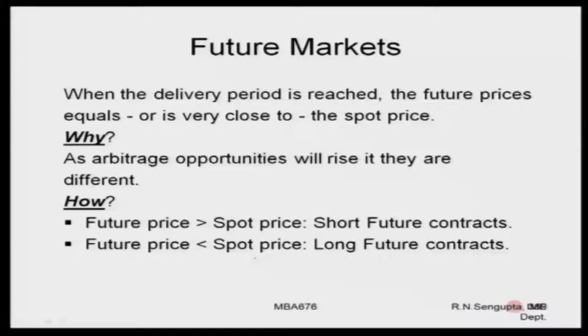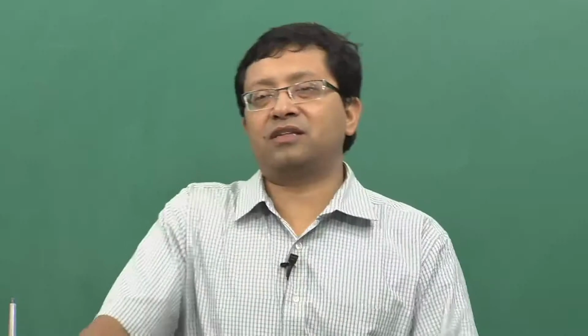Now, why, when the delivery period is reached, is the futures price equal or very close to the spot price? The question is why and how it happens, and if it does not happen, what is the problem. So, why does it happen? An arbitrage opportunity will arise if they are different, because if they are different, obviously people will play in one market and buy and sell in the other market. So, if the prices are increasing and I want to sell, or prices are decreasing and I want to buy, I would play in such a way that my overall profit is positive in the cumulative trading which is being done both in the spot, which is room 1, as well as in the forward or the futures or the option, which is in room 2.